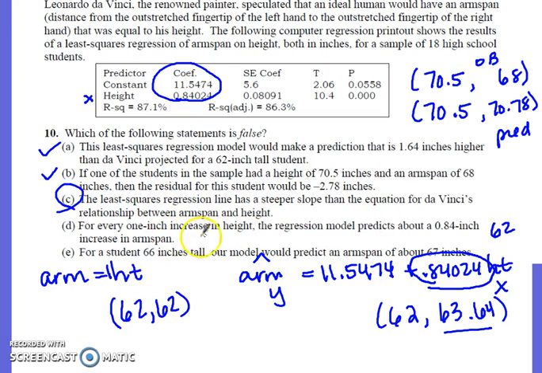This is true: for every 1 inch increase in height, the regression model predicts about a 0.84 inch increase. That's just the interpretation of slope. And for a student that's 66 inches tall, our model would predict an arm span of about 67 inches. So if you plugged in 66, you would get something close to 67. So they're all right except 10, which is C.